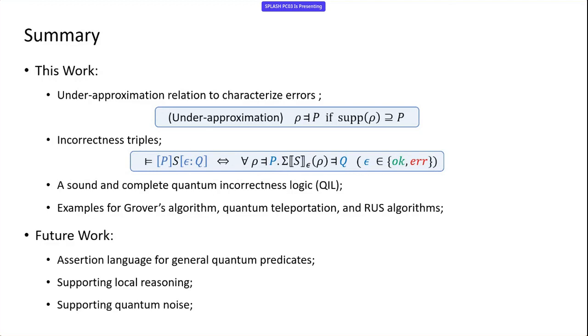And another one is that it cannot support local reasoning. You may find that the unitary rule in our work is just like doing matrix multiplication, so you don't provide any speedup for that. This is a hard problem because in general you can't just decompose a big U. So we may need some quantum abstract interpretation here to make it more efficient. And we also don't consider quantum noise in our quantum programming language.